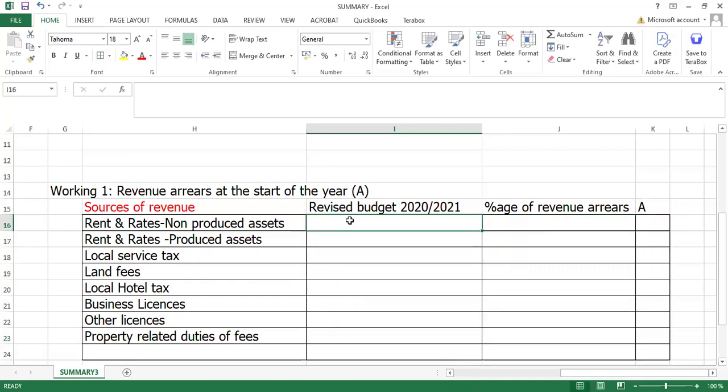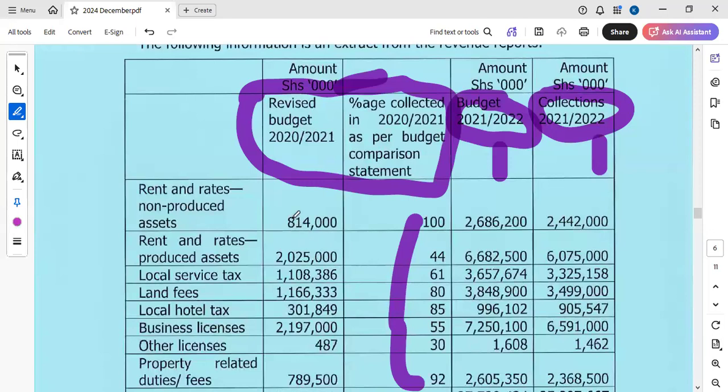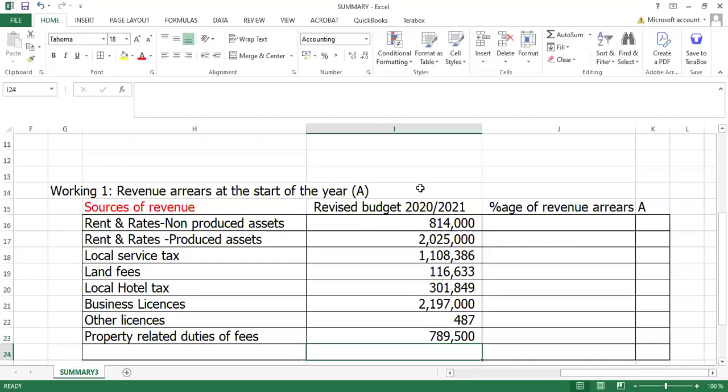So when you look at the question, we are given the revised budget. So you just copy the figures the way they are, these ones. You copy them and have them in your table. So that is our revised budget. What about the percentage of the revenue areas? I simply get 100 minus the percentage of revenue correction. This is the percentage of revenue correction.